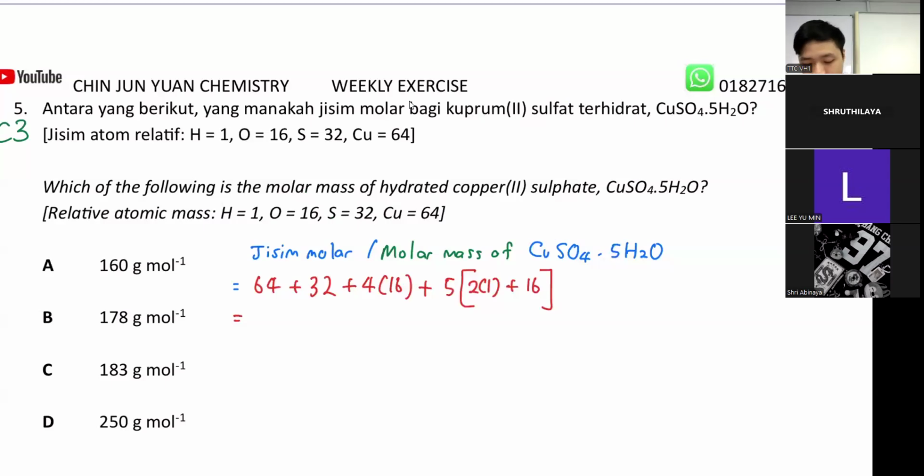Then what do you get? Then you get 250 gram per mole. The unit for molar mass is gram per mole. So the answer is D.